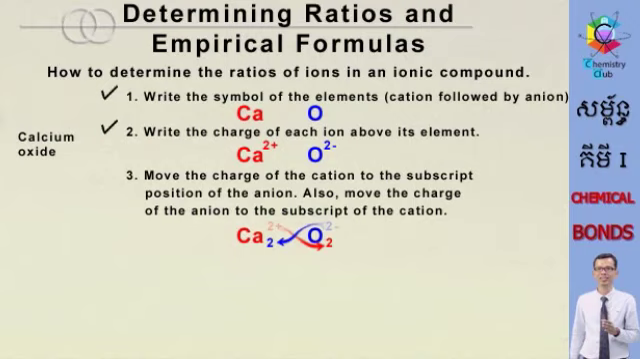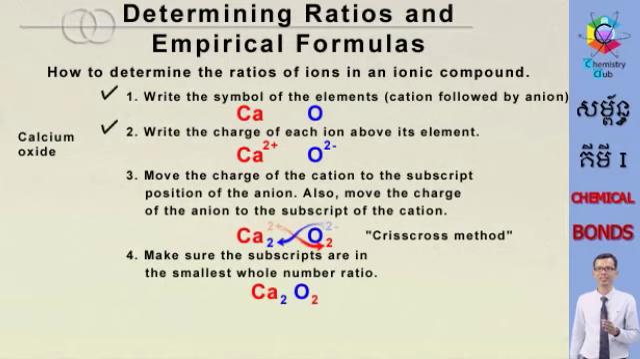This method of determining ion ratios is called the crisscross method, because the charge of one ion is crisscrossed to the subscript position of the other ion, and vice versa. In step 4, make sure the subscripts occur in the smallest whole number possible. From the crisscross method, you see that calcium oxide has 2 ions of each element. However, the smallest whole ratio of 2:2 is 1:1.